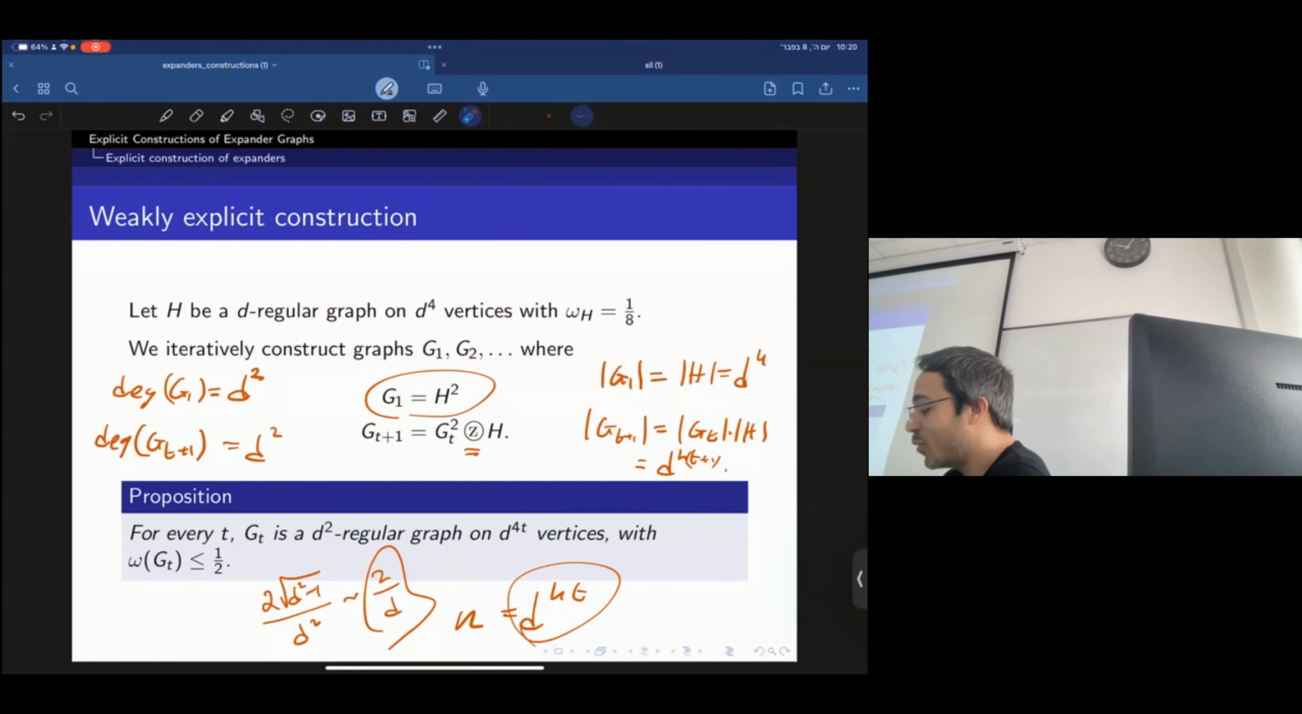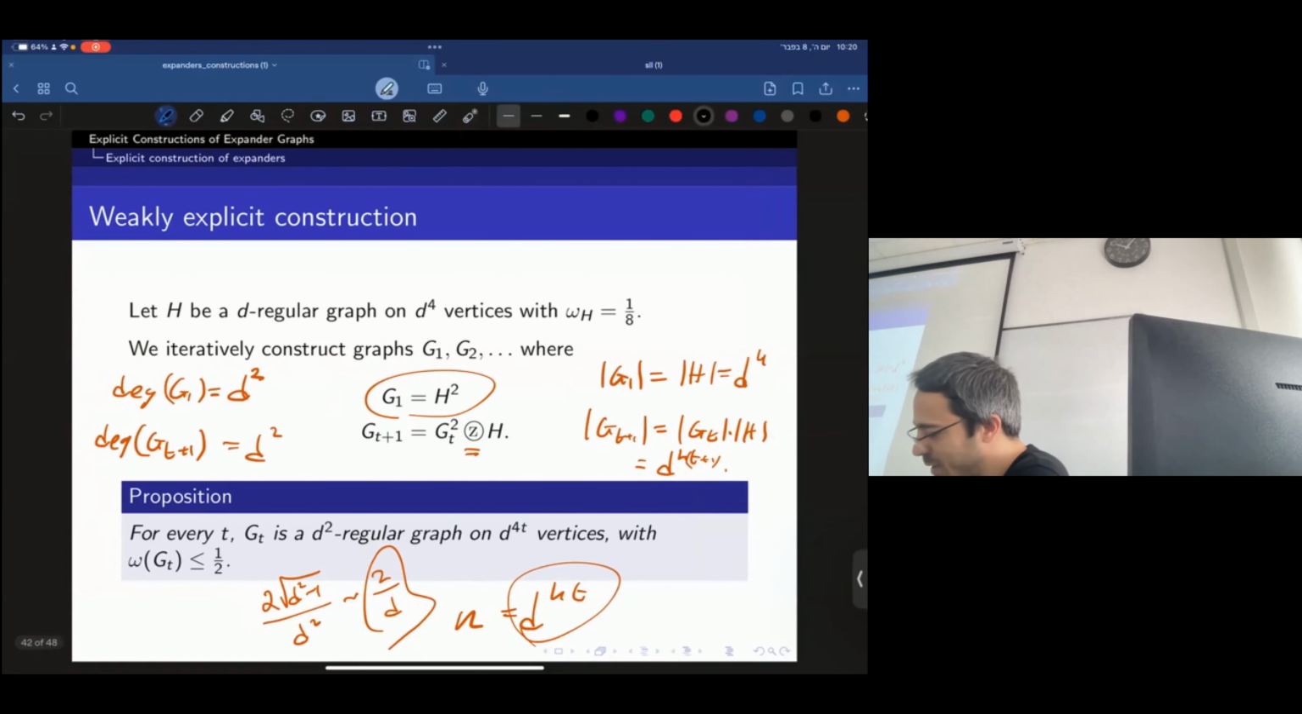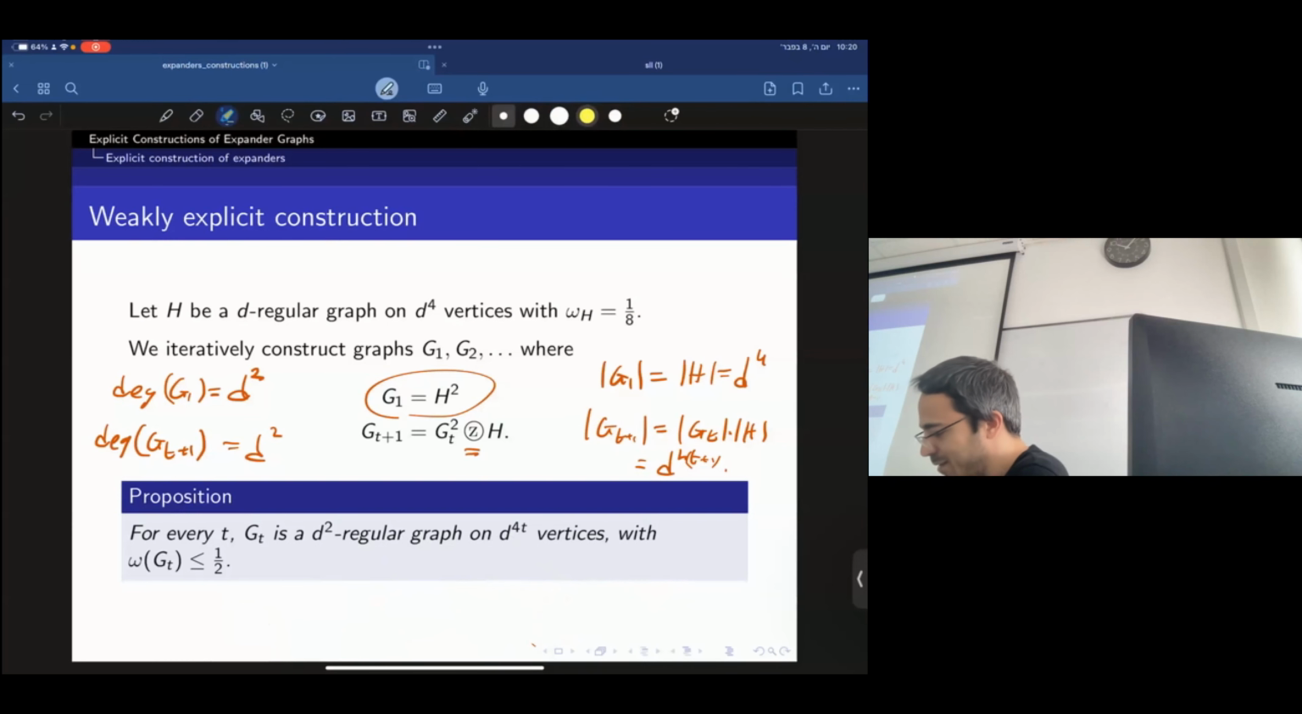Here we don't even use tensoring, which, if you recall, was the way to increase the graph size rapidly. We are not doing that yet, and that's the reason for the weakly explicit. We will tensor afterwards. But let's see, what can you say about omega? It's actually a very simple calculation. Maybe I'll do it here so that you can see everything. I'll just erase these things.